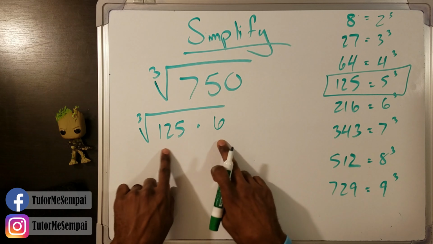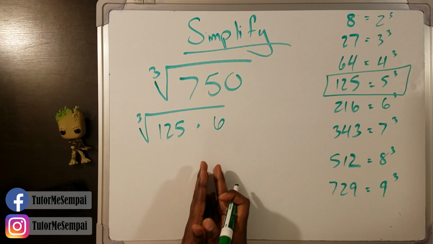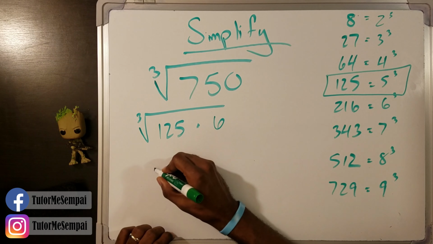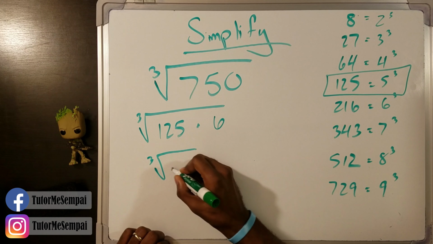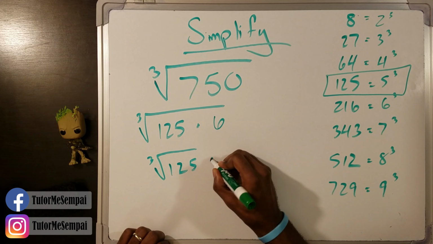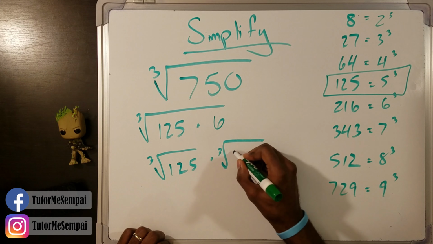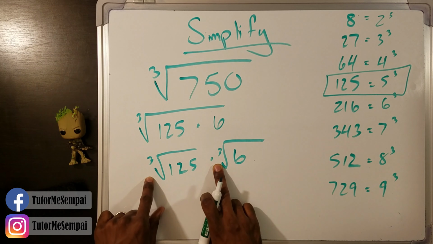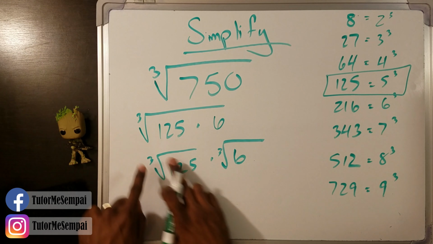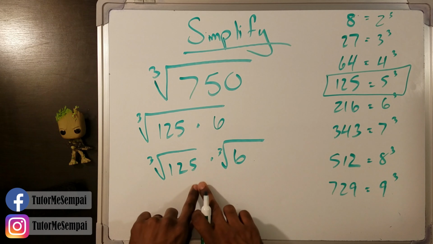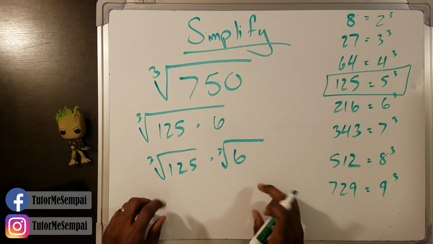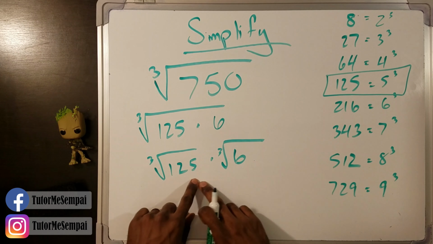Now remember, these are your family members, and now they want to leave the house and get their own house. So you have the cube root of 125 times the cube root of 6. Make sure you don't lose your cube root index. I don't want you to have a cube root and all of a sudden have square roots when you start breaking things apart. It doesn't change the index. In fact, you have to have the same index in order for this to work.